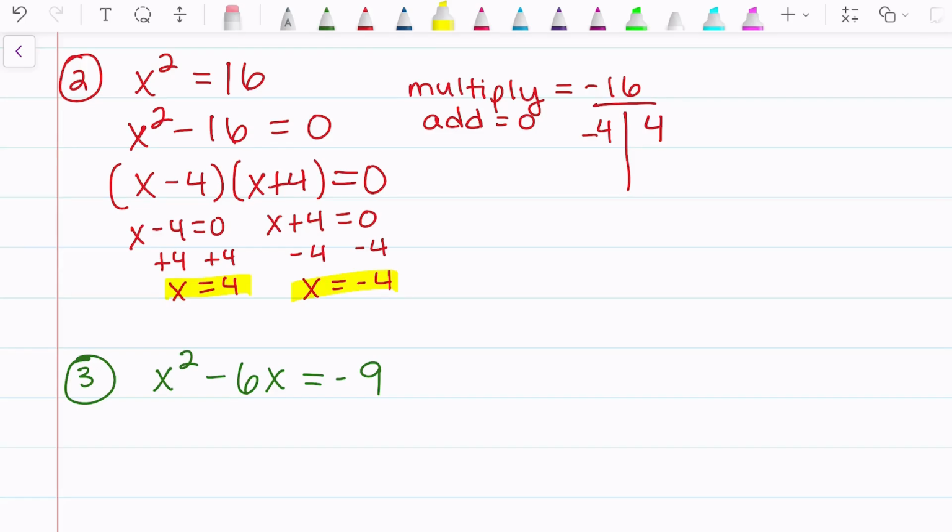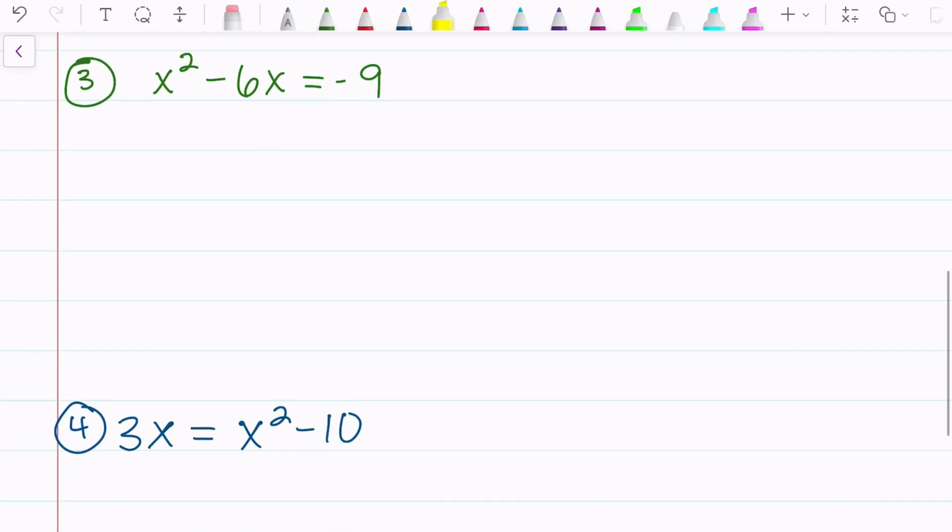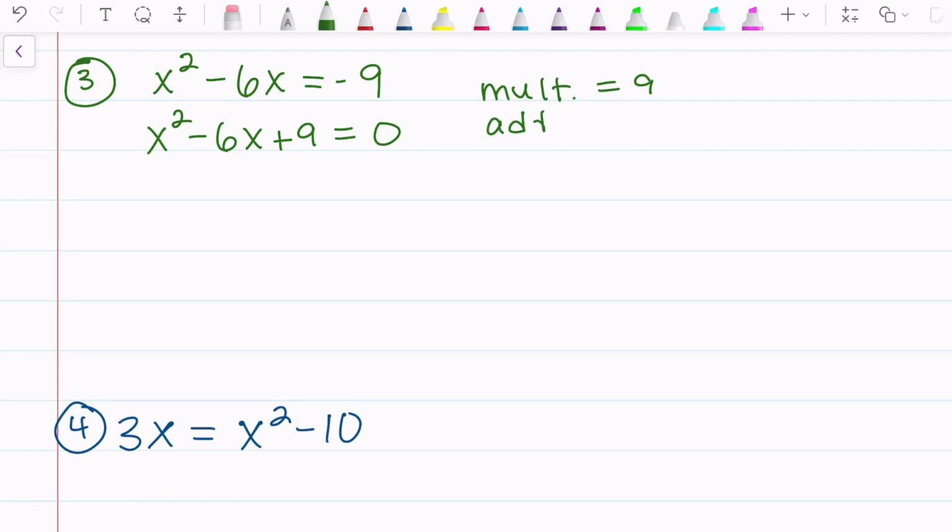All right, the next one, I have x squared minus 6x equals negative 9. I need to move the negative 9 over by adding it. It will make it be positive 9 when it's on this side of the equation. Now I want it to multiply, I'll abbreviate, to be 9, and I want it to add to equal negative 6. So I'm going to make my table of things.